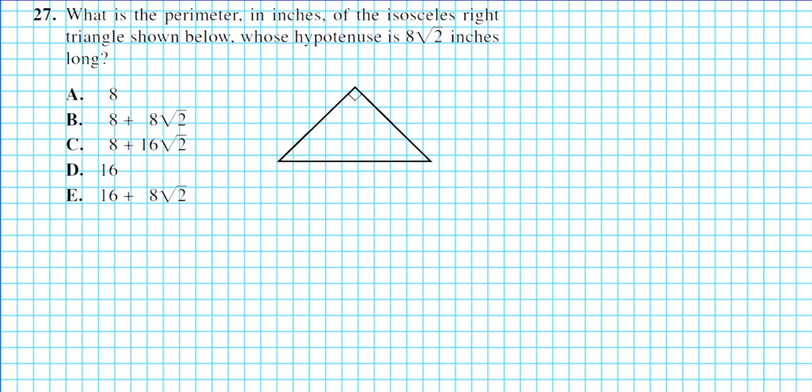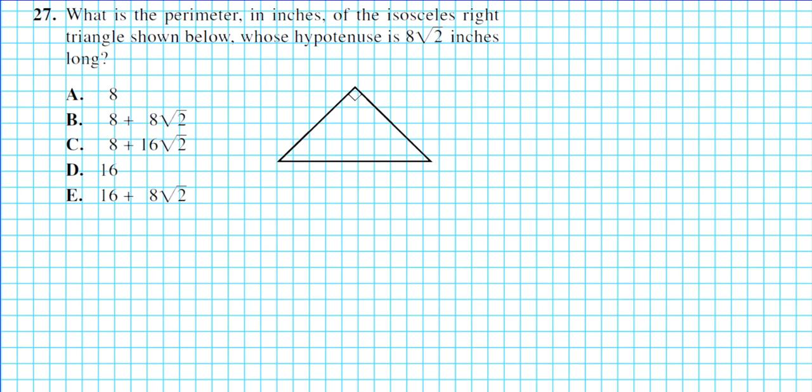Alright, let's take a look at question number 27. It reads, what is the perimeter in inches of the isosceles right triangle shown below, whose hypotenuse is 8√2 inches long? Okay, so we're asked to find out what the perimeter is.